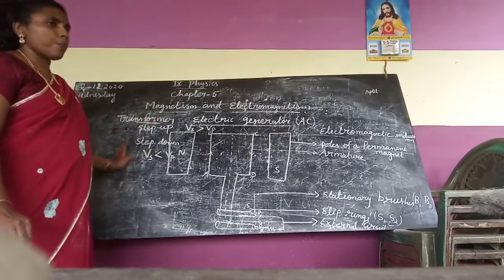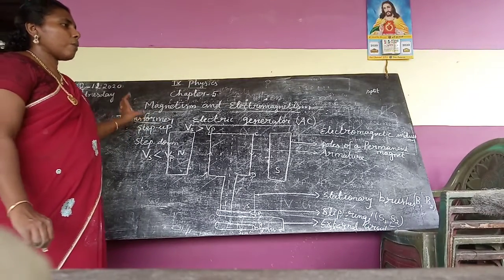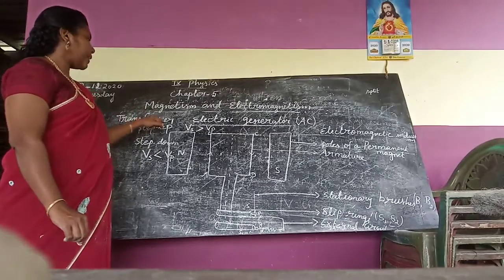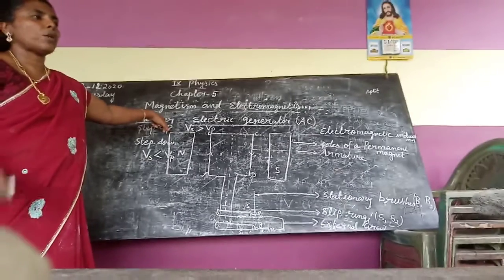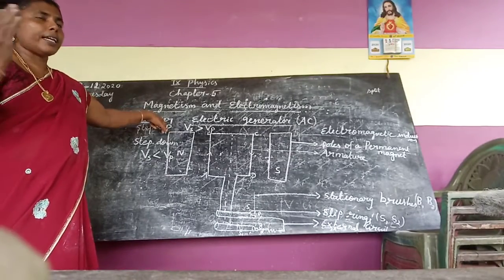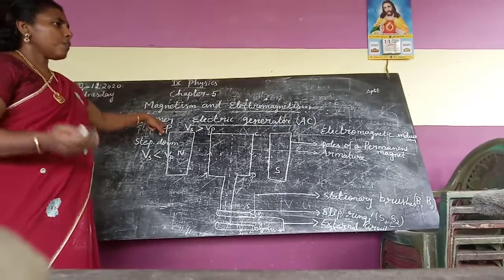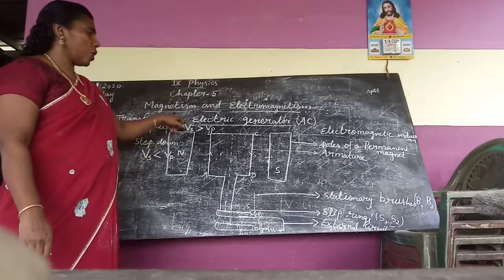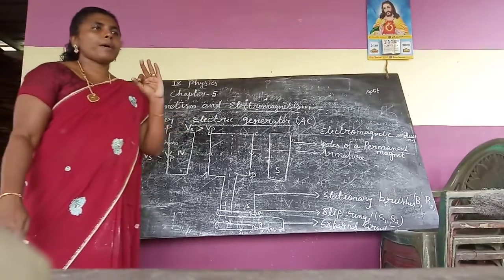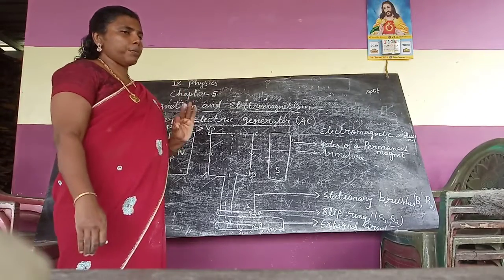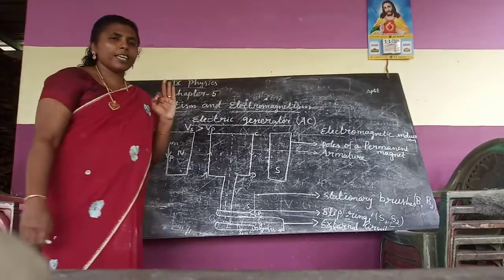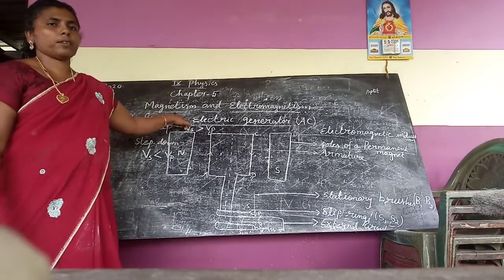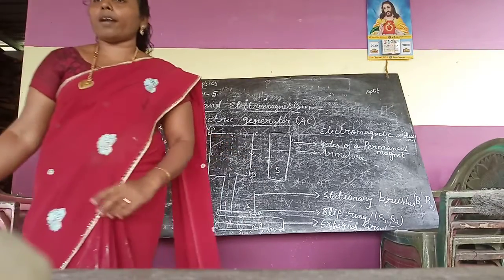This is also a very important question. What is a transformer? What are the types of transformer? The transformer is used to convert low voltage to high voltage and high voltage to low voltage. Which principle is used? Electromagnetic induction. What are the two types of transformers? Step up transformer and step down transformer. I am thinking you are clear about the transformer. Okay, the next one.